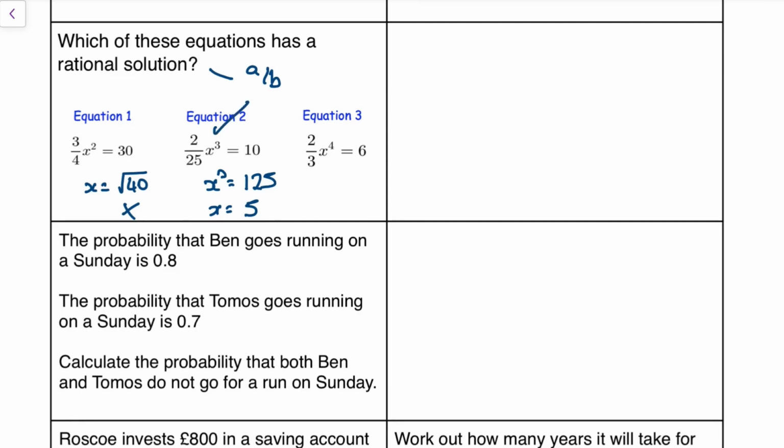Let's just check the other one isn't. Equation 3. So 3 times 6 is 18, 18 divided by 2 is 9, which means that x to the power of 4 is 9, which means that x is the square root of 3. That's not rational, so therefore the answer to the question is equation 2.